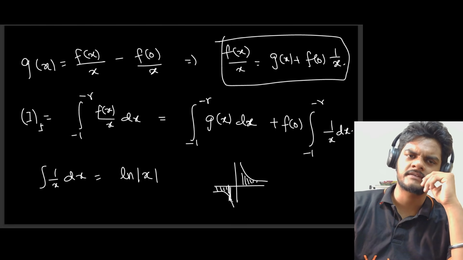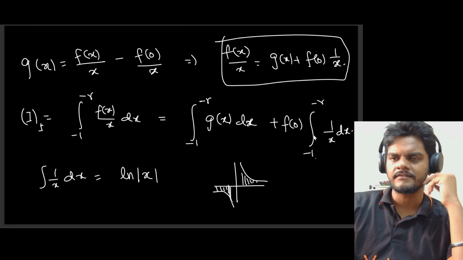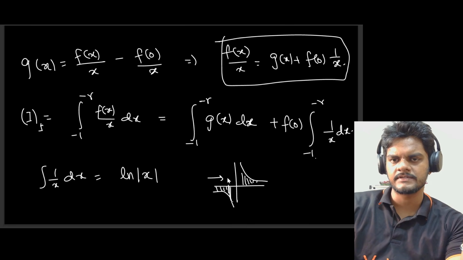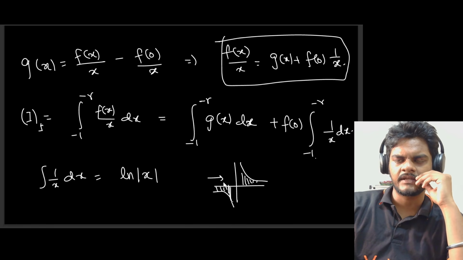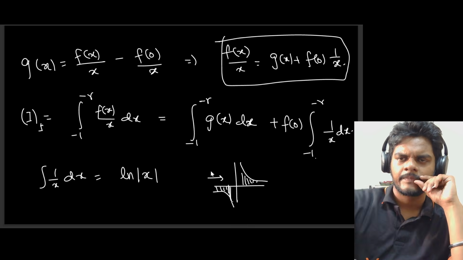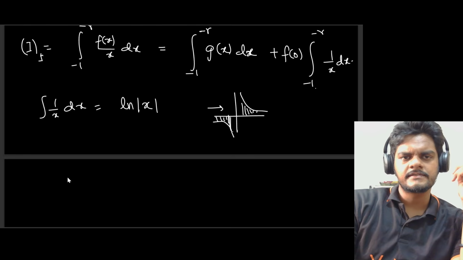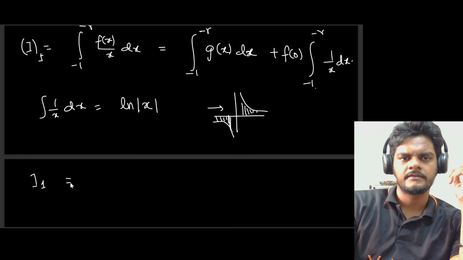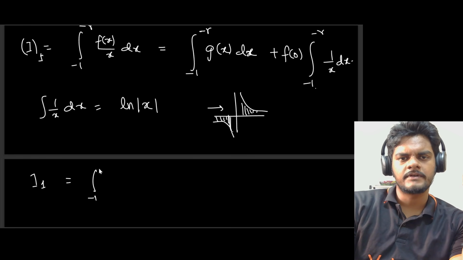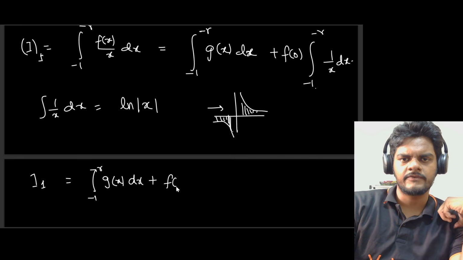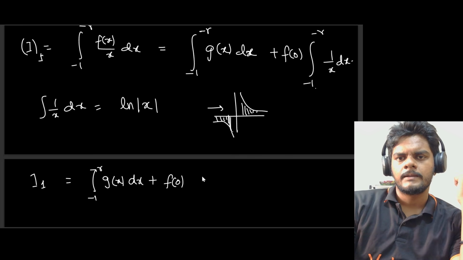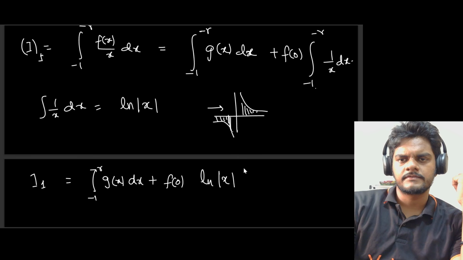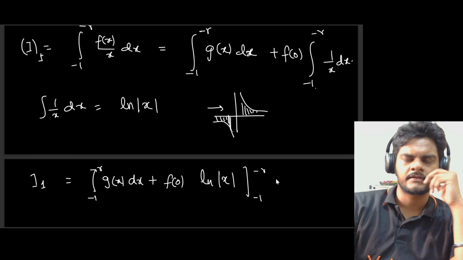So even if you take natural log, because of the direction minus 1 to r, this to this, the minus 1 to minus r, I think it will be negative. So let's see. I will write the whole integral I1 as minus 1 to minus r g of x dx plus f of 0 into ln mod x, where you take it from minus 1 to minus r.